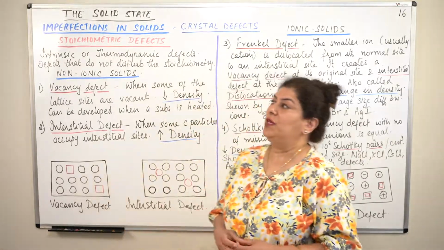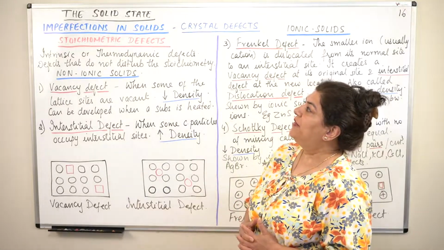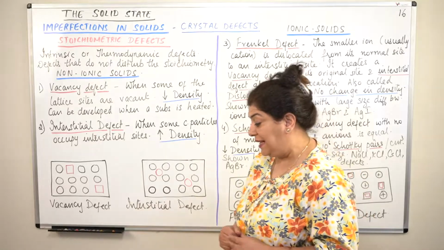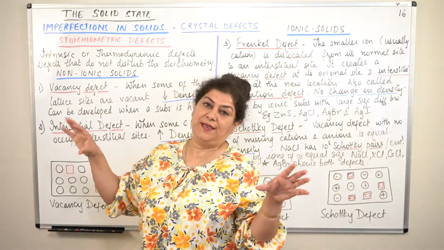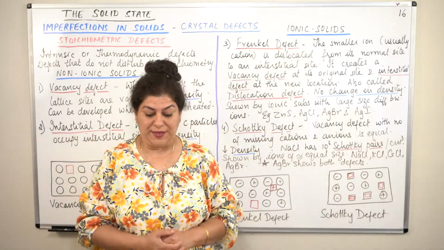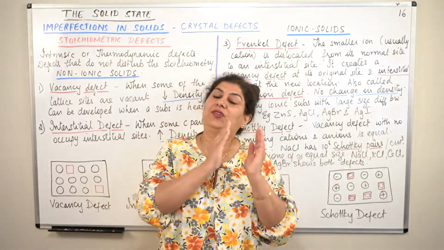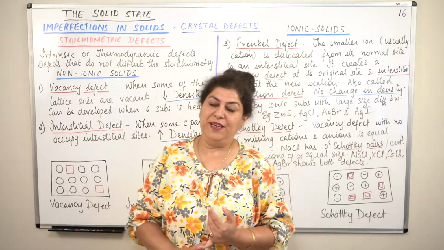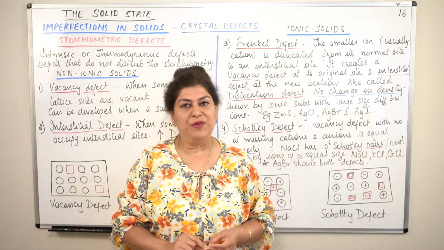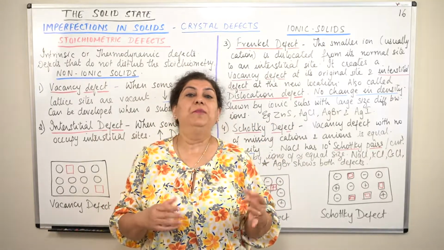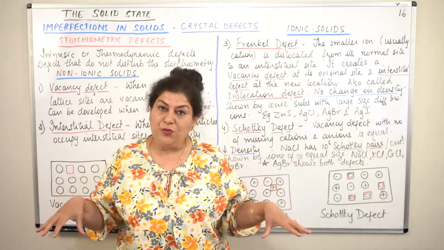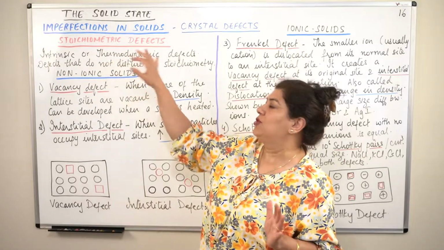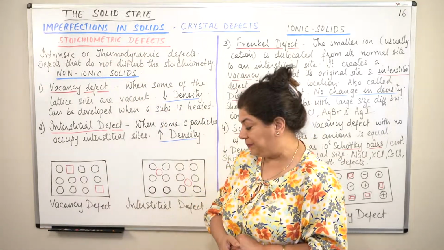In the previous video, we were discussing the imperfections in solids, and I talked about crystal defects and told you the broad categories of the crystal defects. I told you that there are three types of crystal defects. The first is stoichiometric defect, the second is non-stoichiometric defect, and the third is impurity defect. In this video, I'm going to be discussing the first kind, that is, we'll be talking about the stoichiometric defects.